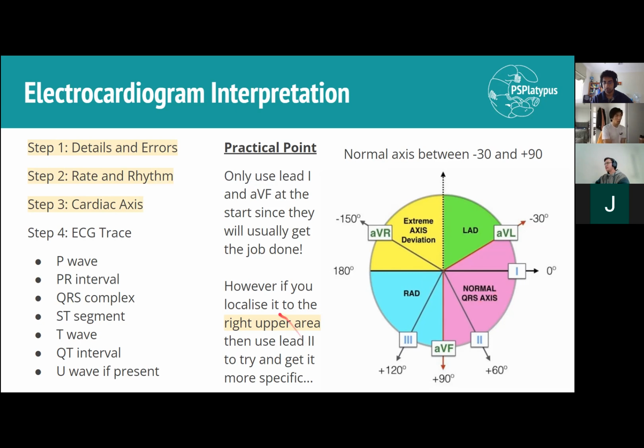Down and left. So generally, as a practical point, you only use lead 1 and AVF to begin with, because it just gives you the right quadrant most of the time. The only problem can arise if you localize it to this quadrant up here, because you've got a bit of chance that it's LAD, but you've also got a bit of chance that it's a normal axis. And just to clarify which one is which, you can bring in lead 2 because that'll specify it. And again, go back to the previous slide to figure out why that's the case.